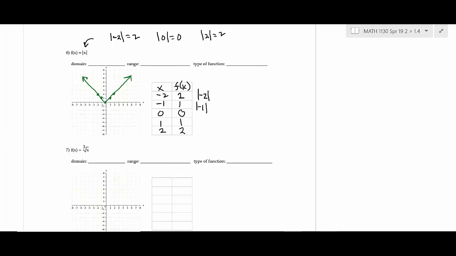What is the domain on this? Is there anything x cannot be on an absolute value? No, you can do an absolute value of anything, right? You can take an absolute value of any number you can think of, so that's going to be all real numbers. All right, range, what does it look like the range is? Where to where? 0 to infinity, right? So that's your lowest y, and then the y's get bigger from there. So what you would have is 0 bracket, comma infinity, and then your type of function is just an absolute value.